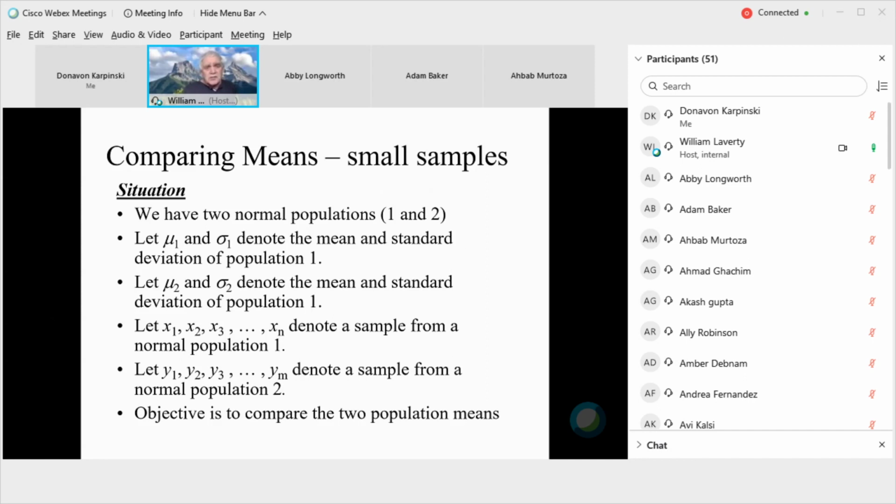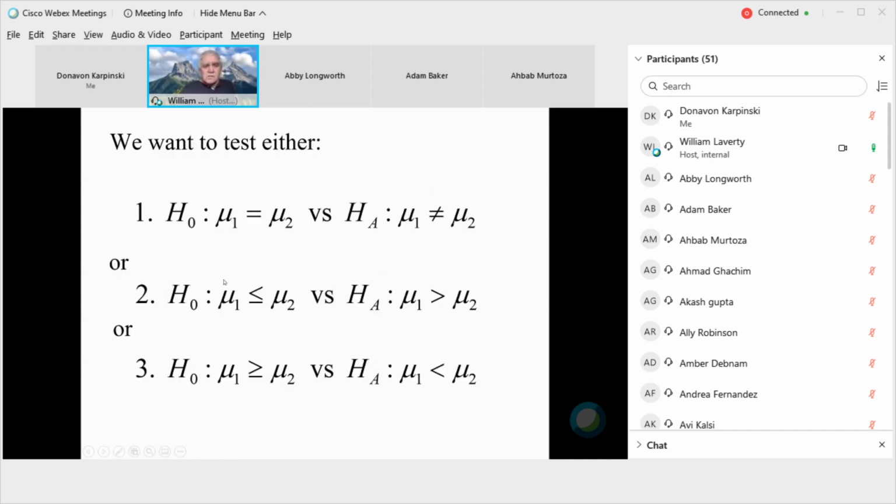So you have two populations. The mean of population 1 is mu1, the standard deviation sigma 1. The mean of population 2 is mu2, standard deviation sigma 2. We don't know mu1, mu2, or sigma 1 and sigma 2. We have data from both populations which will be used to estimate those. The objective is to compare the two population means. We'll also later on give a test which compares the two standard deviations. So we want to test if mu1 equals mu2 against an alternative. It could be a two-sided alternative, or it could be a one-sided alternative.